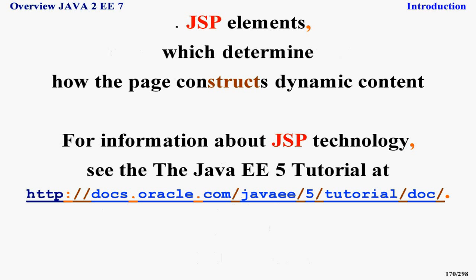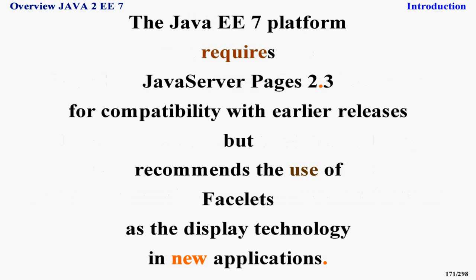For information about JSP technology, see the Java EE 5 tutorial at http://docs.oracle.com. The Java EE 7 platform requires Java Server Pages 2.3 for compatibility with earlier releases but recommends the use of Facelets as the display technology in new applications.